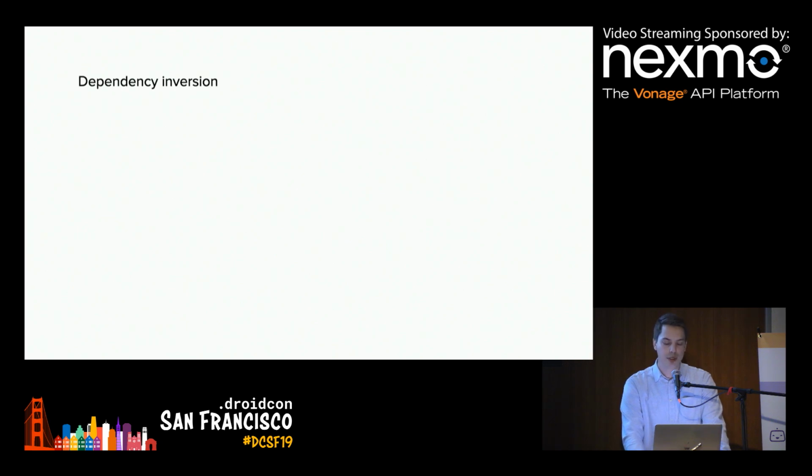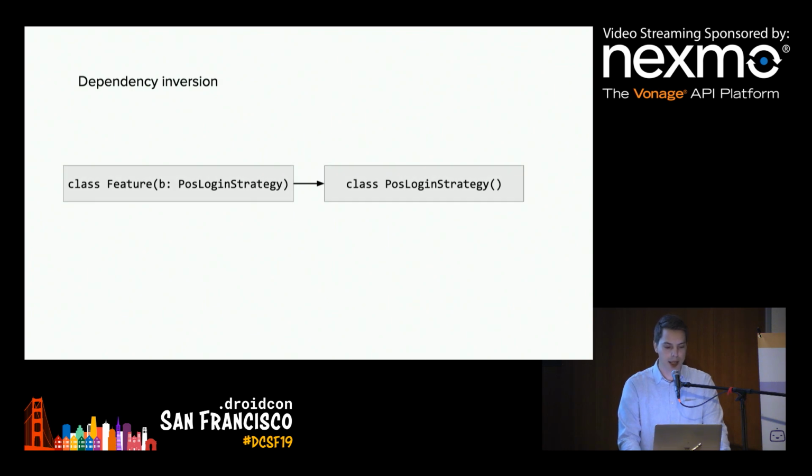Another really important pattern that we rely on at Square is dependency inversion. I could give you a dry explanation of what dependency inversion is. You can look it up on Wikipedia, but I want to show you a concrete example. Let's say I have this class Feature which accepts the PostLoginStrategy argument, and PostLoginStrategy is a separate class. This is not great because we have really high coupling between those two classes. And it's likely that when I change my PostLoginStrategy, I also need to update my Feature class.